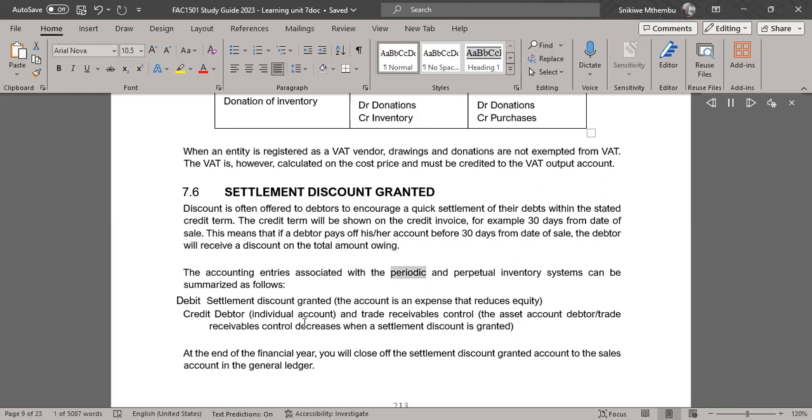The accounting entries associated with the periodic and perpetual inventory systems can be summarized as follows. Debit settlement discount granted. The account is an expense that reduces equity. Credit debtor, individual account, and trade receivables control. The asset account debtor/trade receivables control decreases when a settlement discount is granted. At the end of the financial year, you will close off the settlement discount granted account to the sales account in the general ledger.